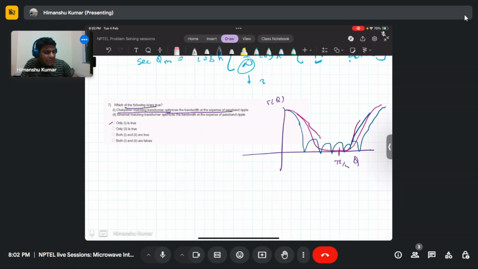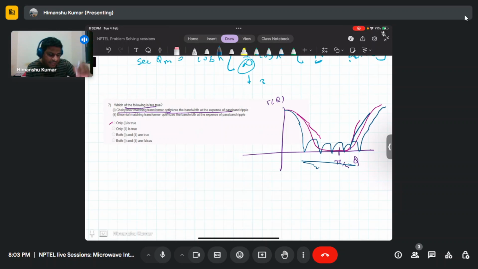So this will have a larger bandwidth, but it has the ripple around your passband. Basically, the Chebyshev matching transformer gives the larger bandwidth, but there are passband ripples present in your reflection coefficient. In the binomial case, the passband ripples are not there, but the bandwidth is small.